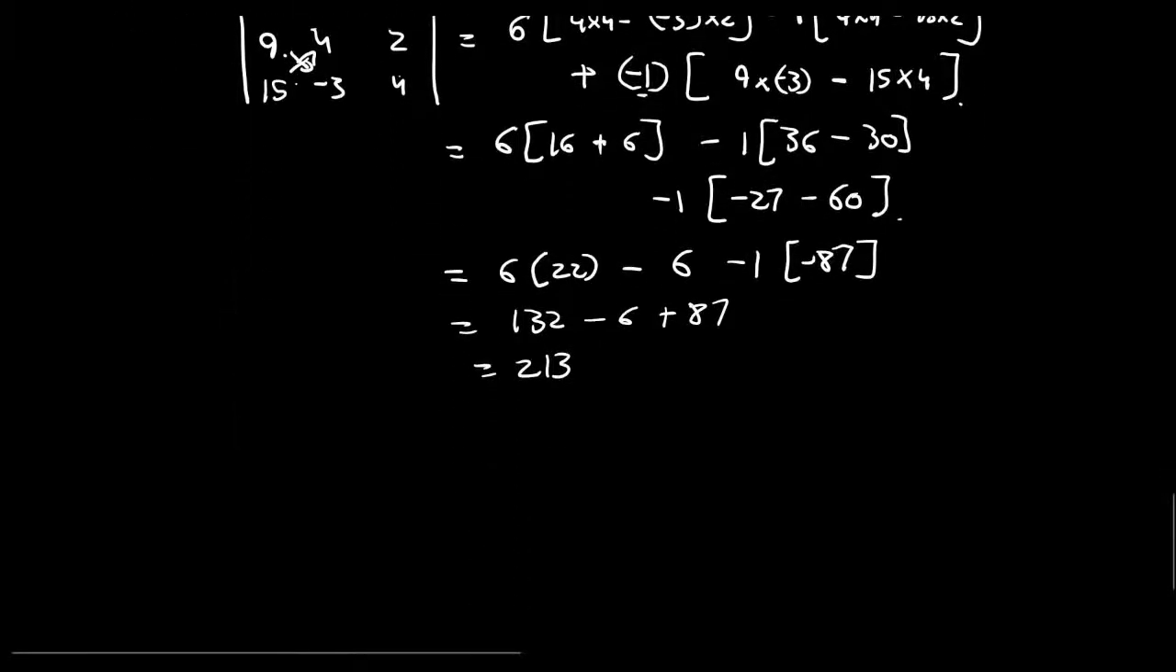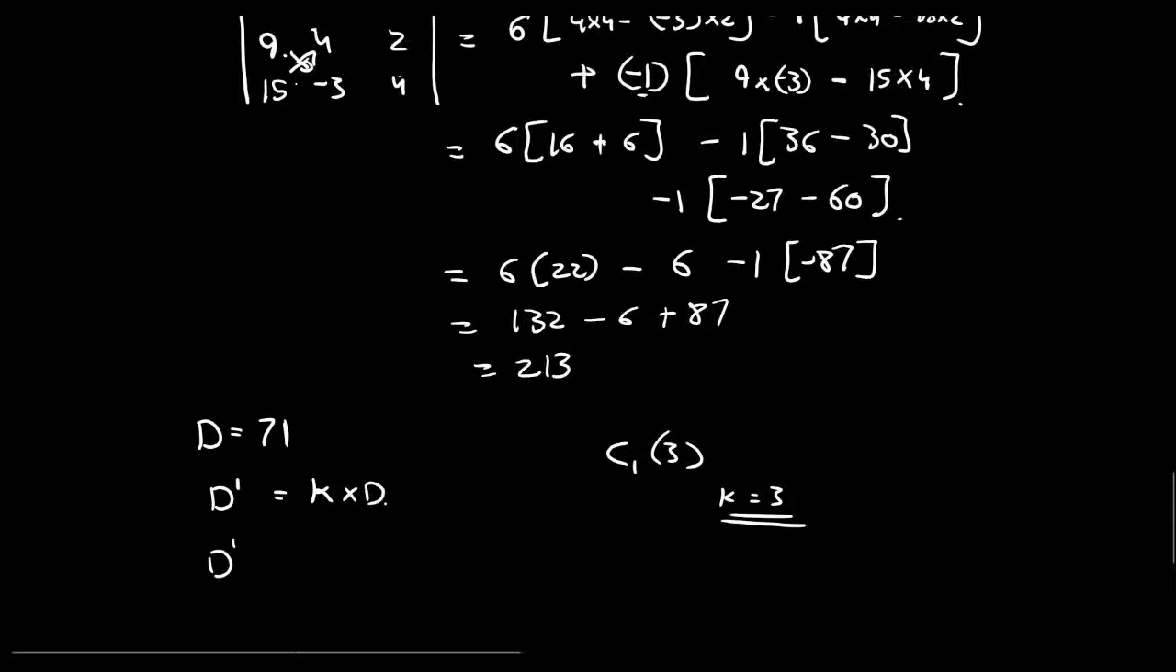Now our original determinant value was what? 71. And according to our third property, your new determinant will be equal to k times d. We performed an operation C1 by 3 where the value of k was equal to 3, right? So d dash should be equal to what? 3 times 71, which is 213, which is the value that we got over here, right? Thus we proved the third property of the determinant. Now let's move towards the fourth property of the determinant.